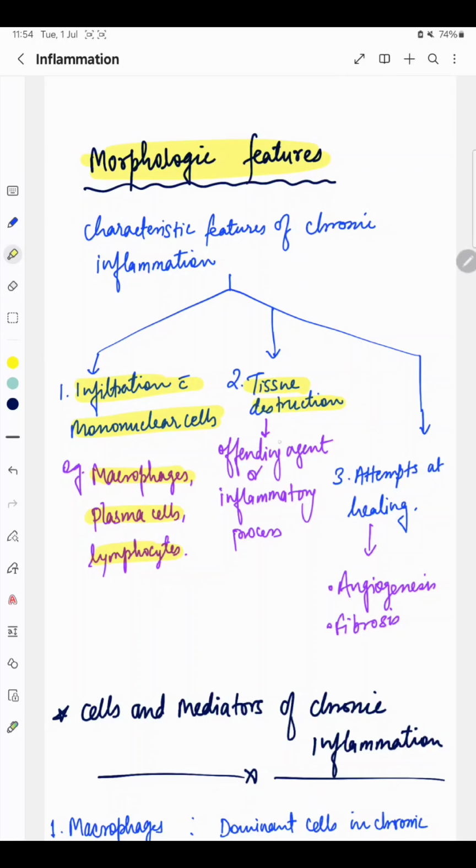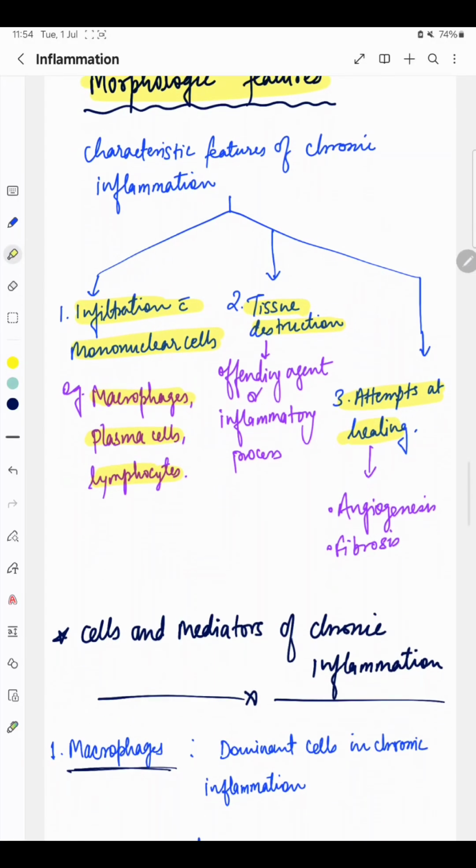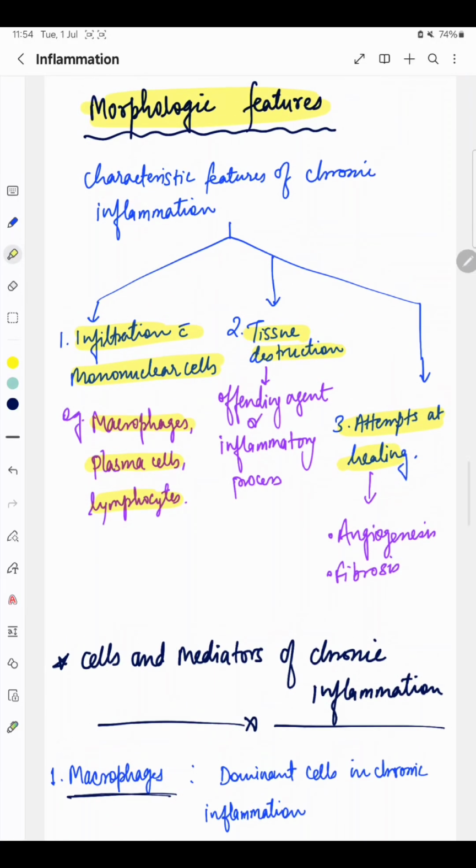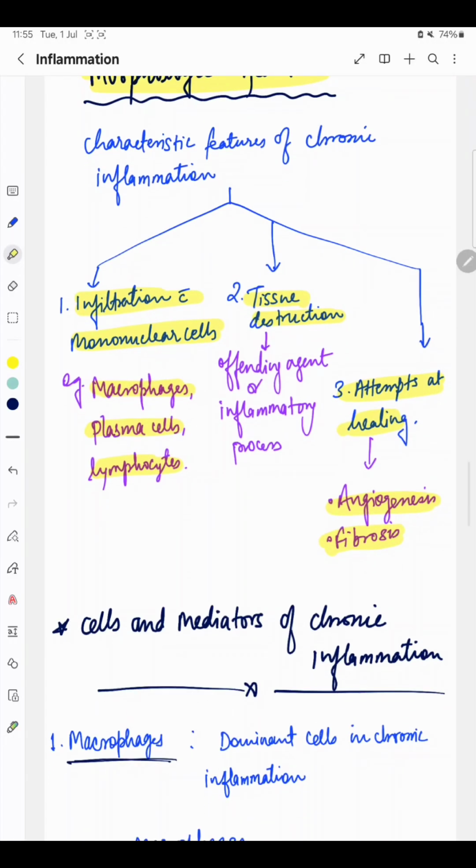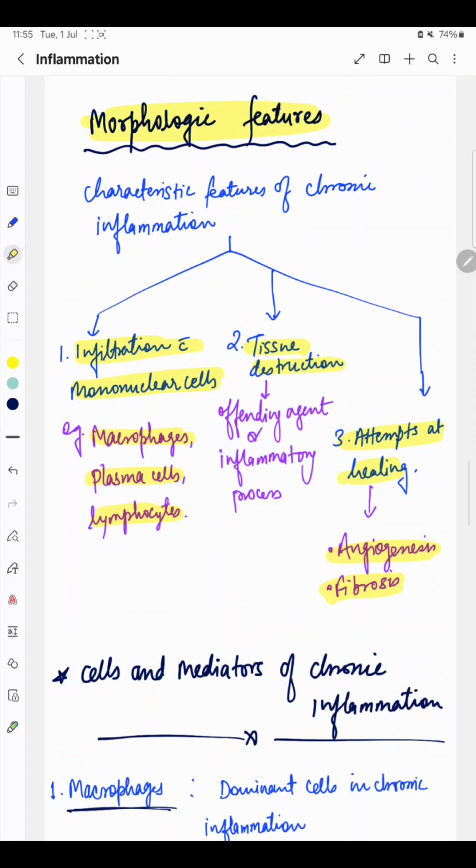This can be due to the offending agent or by the inflammatory process itself. And there will be attempts at healing. The body tries to heal the injury via angiogenesis and fibrosis. So these are the three morphological features of chronic inflammation: mononuclear cells, tissue destruction, and attempts at healing.